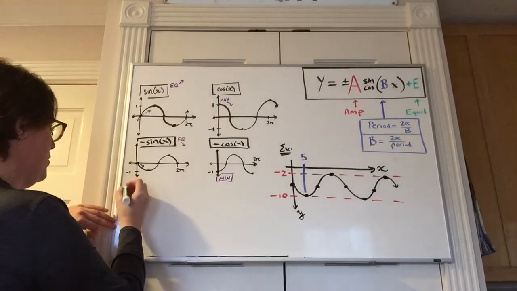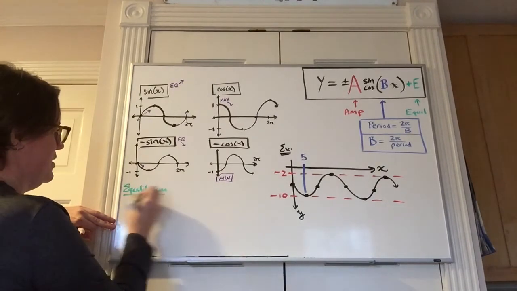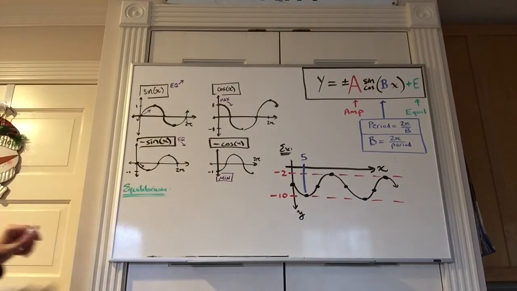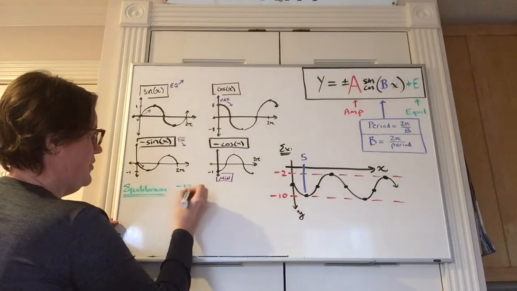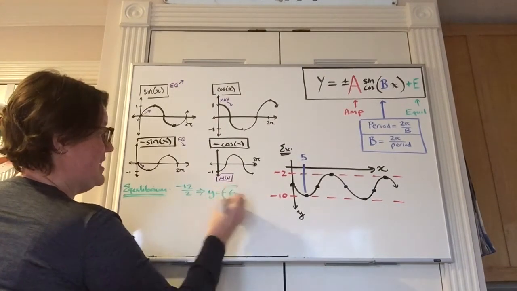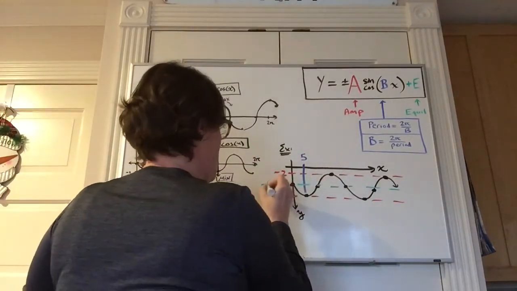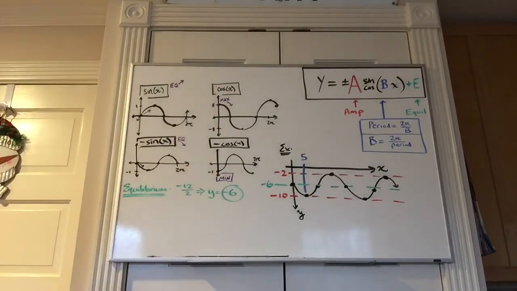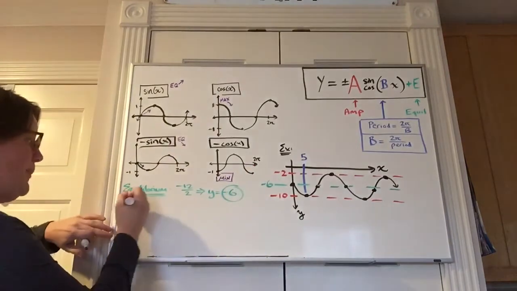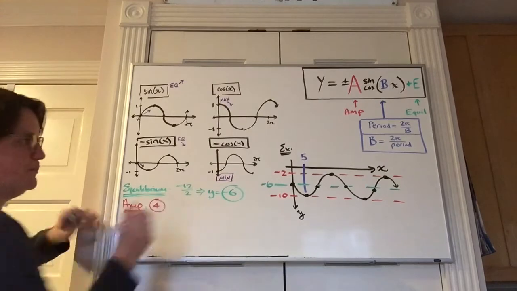For sure. So the equilibrium is always the average of the maximum and the minimum. So in this case, I want a number that's halfway between -10 and -2. If I add those together, I get -12. -12 divided by 2 tells me my equilibrium line is at -6. So I'm going to label this as -6. And if I check, that should be the same distance away from the top and the bottom. It is indeed 4 above the bottom, 4 below the top. So I know my amplitude for this graph is 4.